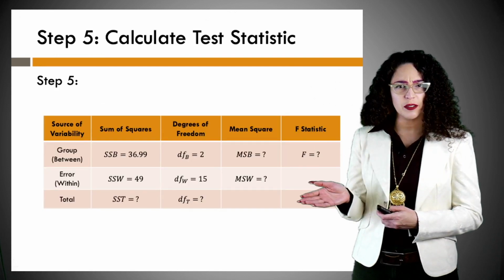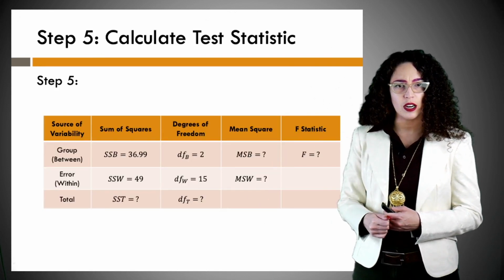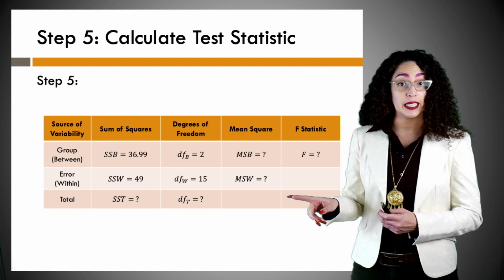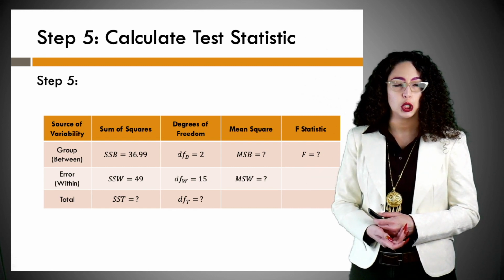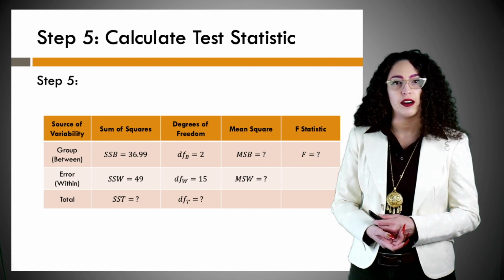Now, using the information we have, let us populate our little table here. Pause me and give this a go. See if you can figure out mean squares within and the F-statistic. You can do it. Come on, do it. All right, let's go.